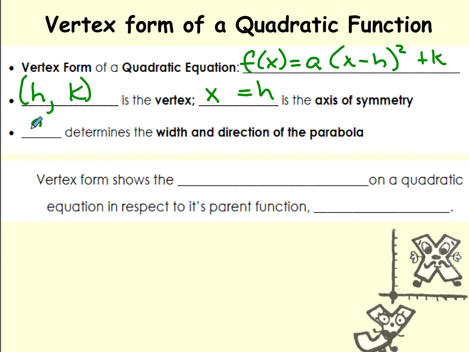Okay, the a value, remember when we did transformations, tells us if it's reflected. So if a is negative, it's a sad parabola. If a is positive, it's a happy parabola. And it also tells us if there's a vertical stretch or compression.